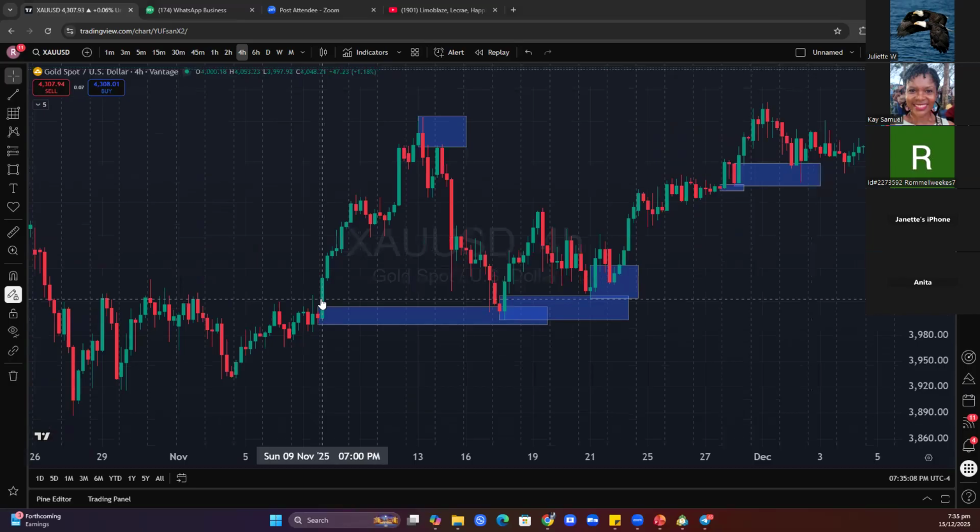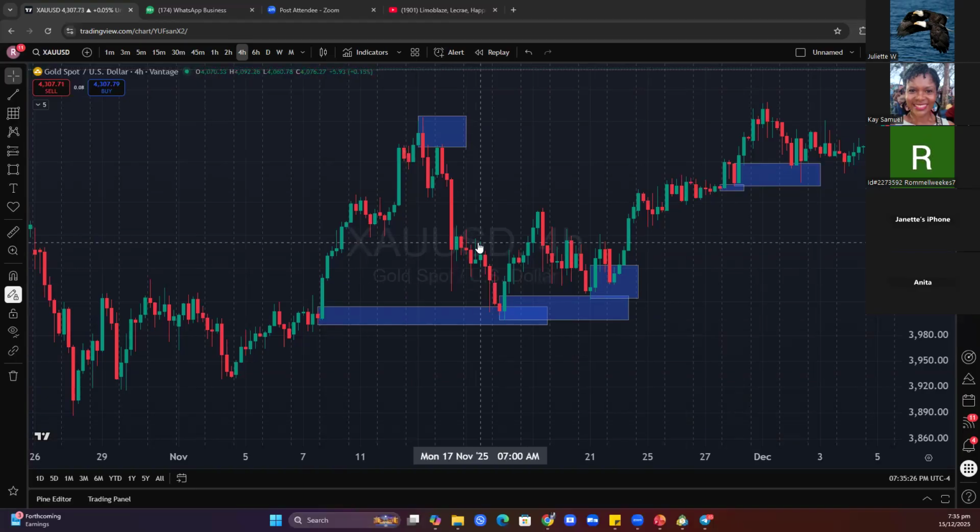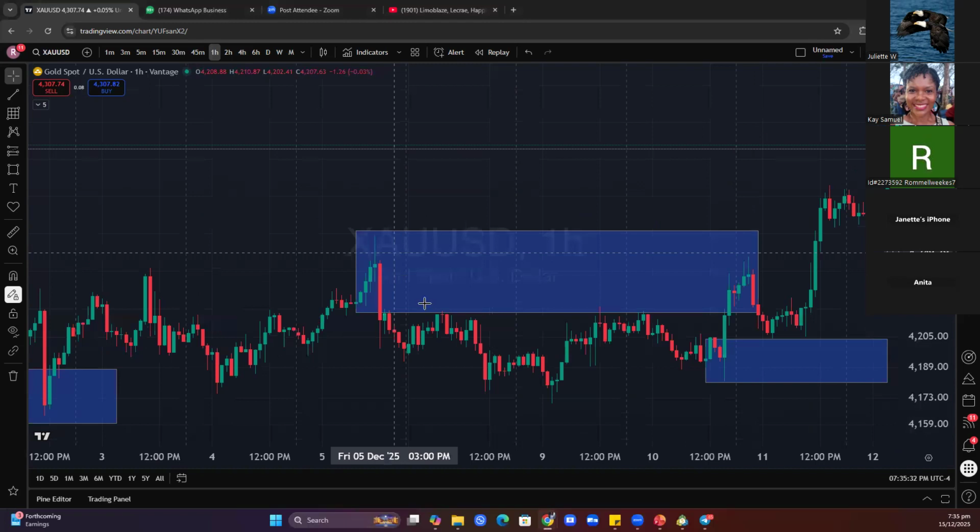So remember what I said. This is for example purposes. You will never enter the market on a 4 hour time frame. This is for you to understand what engulfing candles are. So what we do is, just like I showed you that on the 4 hour time frame, we show you on the 1 hour time frame.